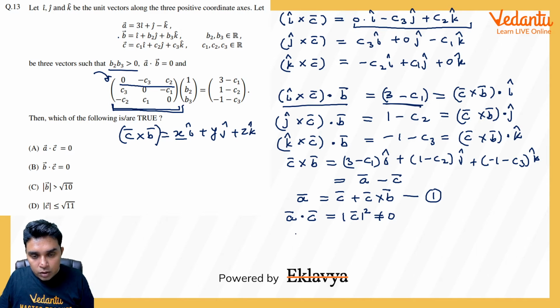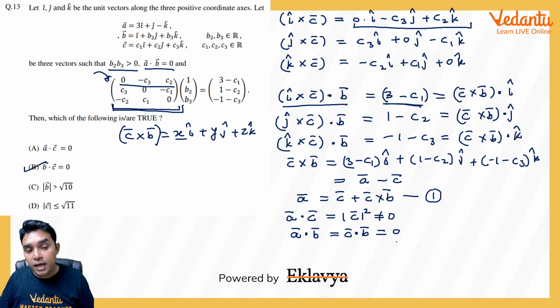Now if I take dot product with B on both sides, A dot B will be equal to C dot B. C dot B is also B dot C, and A dot B we are given as 0 in the question. So this C dot B will be 0. So I think this B has to be the answer. So that is one thing that we have obtained.